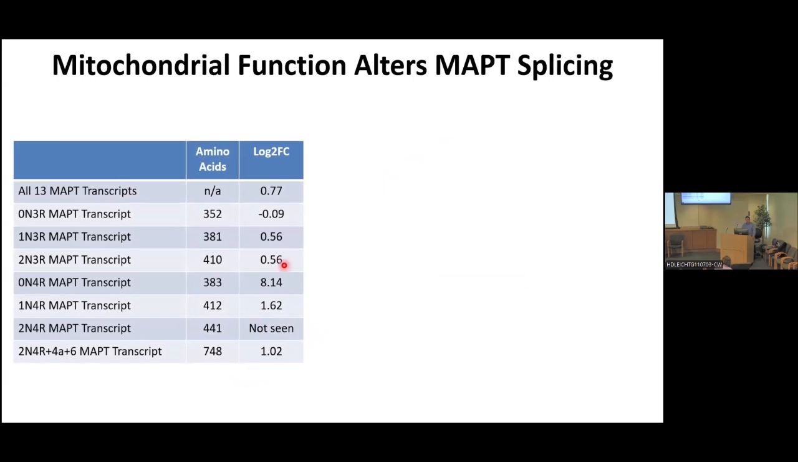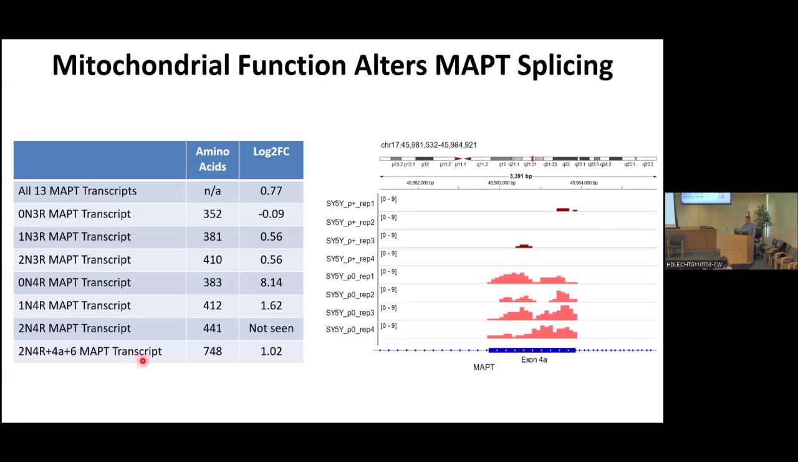if we look at tau expression in the mitochondrial DNA-depleted cells, there is an overall increase in tau expression. It's largely being driven by an increase in the expression of 4R-containing transcripts, including a 4R-containing transcript that also contains exon 4A and 6 expression. So this is a big tau transcript. And you can see that actually visually on the RNA-seq data, where you can see here that we're getting reads over exon 4A in the Rho zero cells, but not in the Rho plus cells.